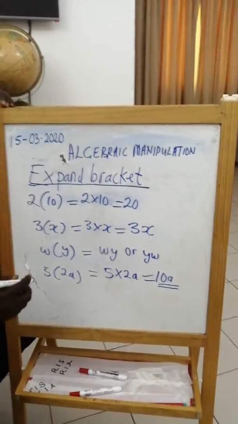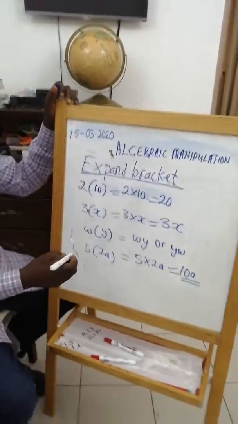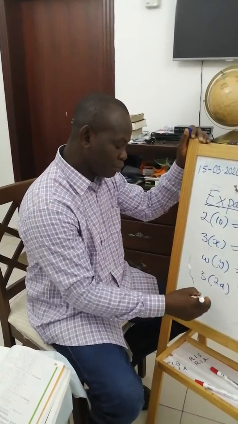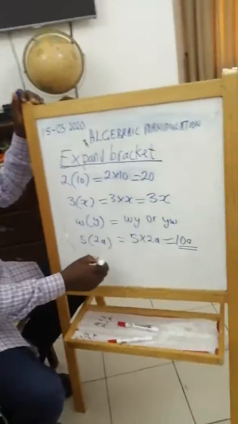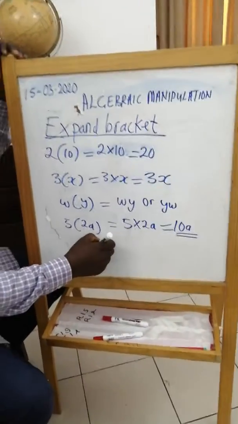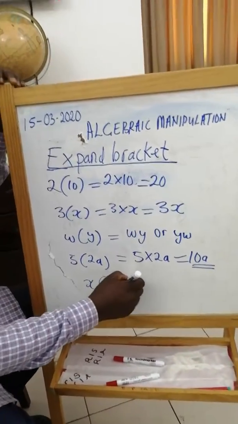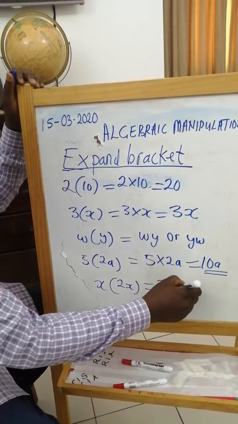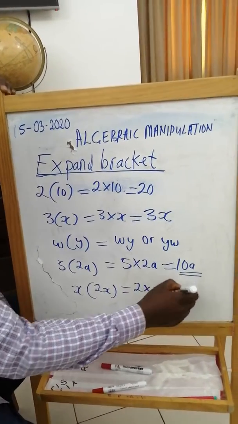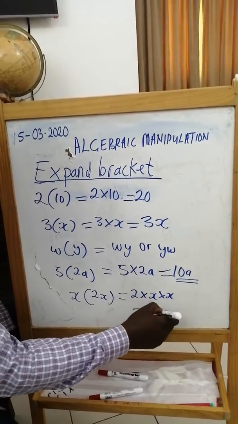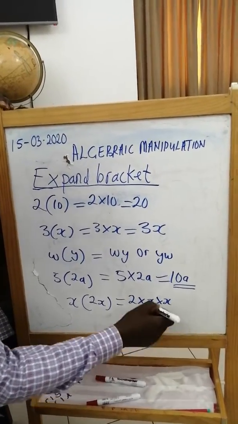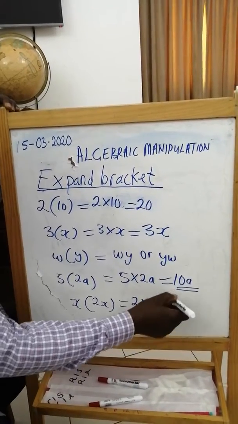And if a variable is multiplying itself, it's going to be squared. So let's have another example. x multiplied by 2x. This is 2 multiplied by x and multiplied by another x, and that will give us 2x squared. When a variable is multiplied by itself, it is always squared.